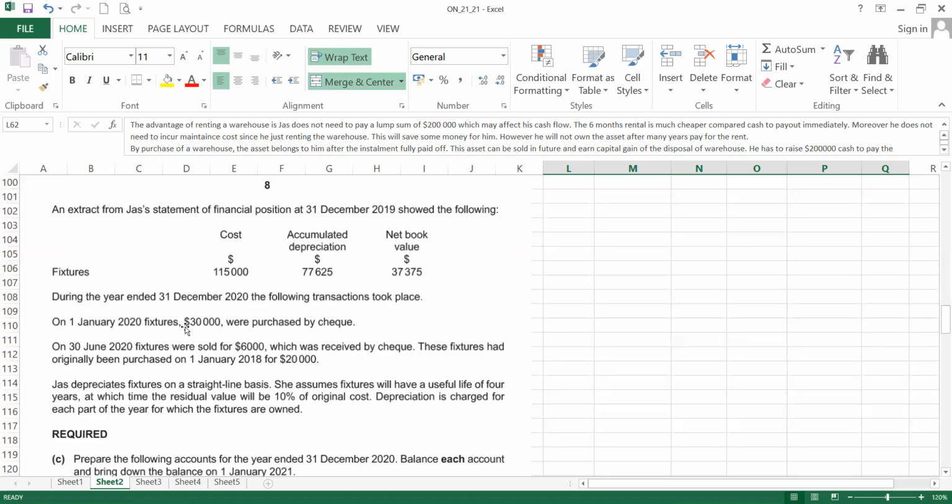On 1st Jan 2020, furniture of 30,000 was purchased by cheque. On 30th June, furniture was sold, which was received by cheque, 6,000 by cheque. This furniture was originally purchased on 1st January 2018 for 20,000. She depreciates furniture on the straight line basis. She assumed furniture will have a useful life of 4 years, at which time the residual value will be 10% of the original cost. Depreciation is charged in each part of the year for which furniture is owned. So this one, we need to be careful when we calculate the disposal asset.